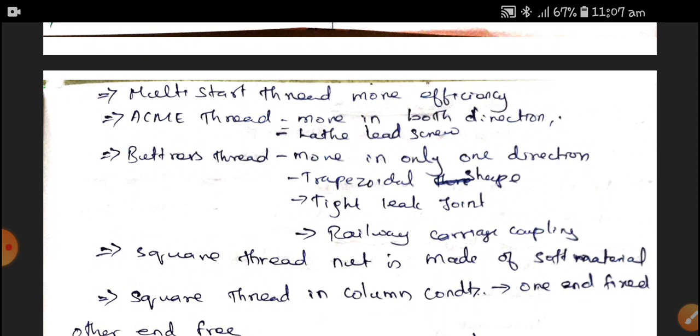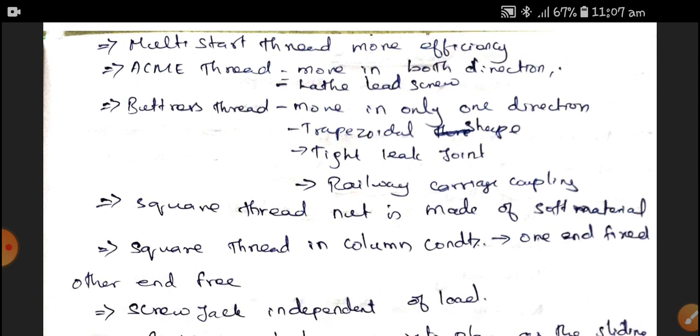I'm going to give certain highlights for ACME thread, buttress thread, and square thread. First, the ACME thread is used to move in both directions. An ACME thread can be used to move a component in both directions. That is why in the lathe screw threads, where the carriage is moving, we are using ACME thread. In the buttress thread, it moves in only one direction.